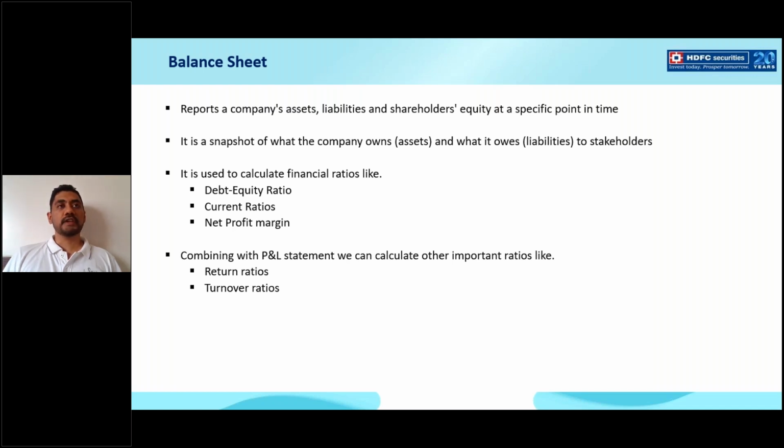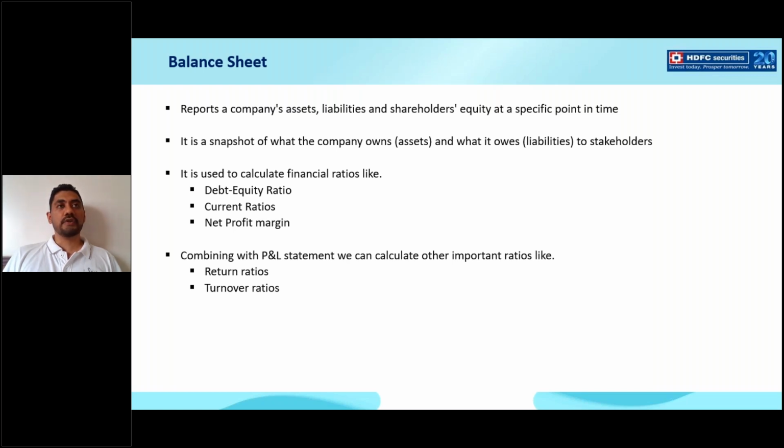Through the balance sheet, we can calculate certain ratios, which is the debt equity ratio, which gives us the capital structure of the company, and we could come to know whether the expansion of the company is going through debt or the company is using internal accruals.